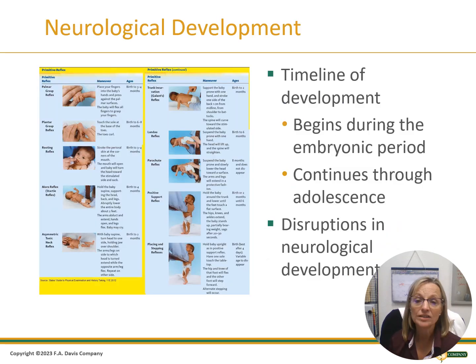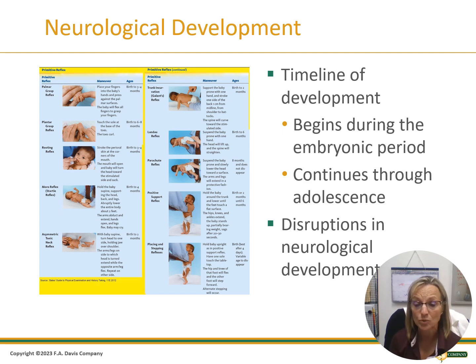Here is all the different reflexes. Remember, they begin during the embryonic period and they continue through adolescence. Most of those do resolve within the first few months of life. You do need to know that. So you do need to know the grasp reflex and when it disappears, the rooting reflex, the startle reflex, the fencing pose, all kinds of different ones.